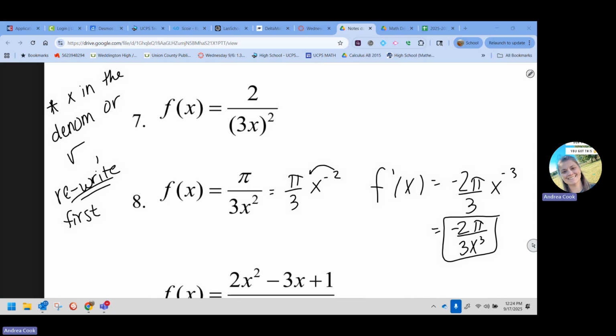Yes. So should the answer be -2 pi/3 and then x to the -3? Would that be acceptable? Okay, so the question is, can you leave a negative power in there? I mean, technically, yes. We're not going to make you simplify a ton in general, like fractions, and we talked about not rationalizing. This is technically the right answer.